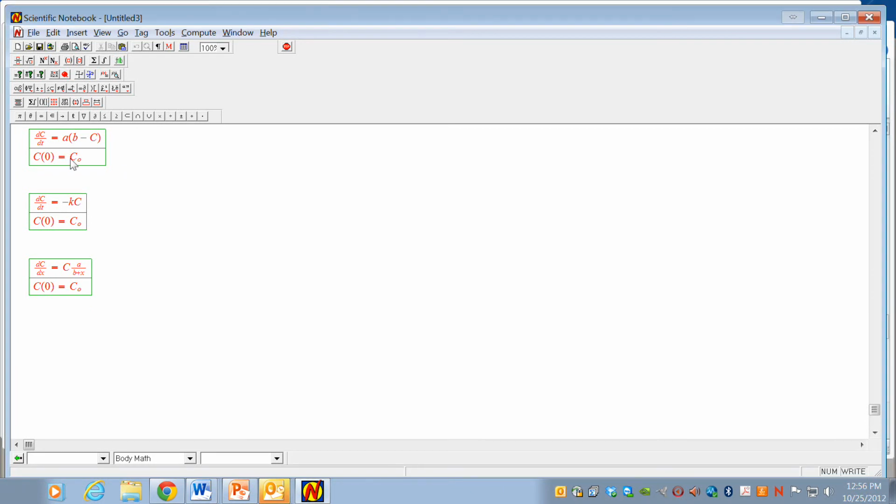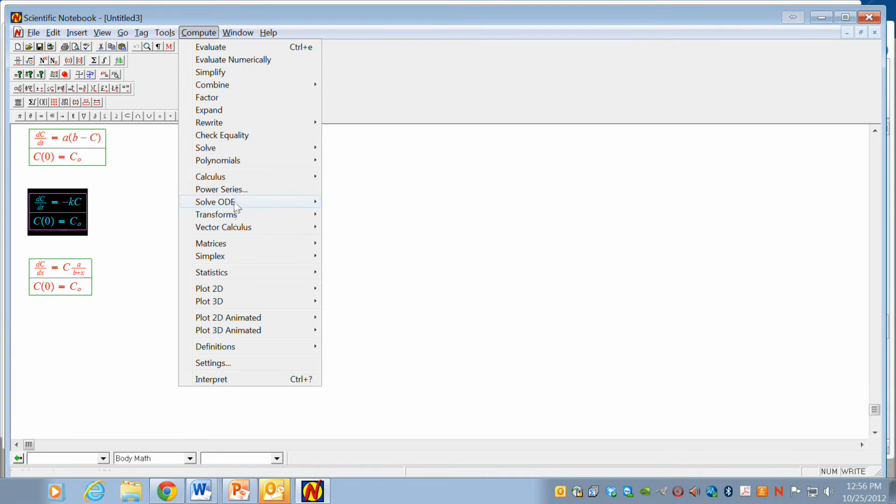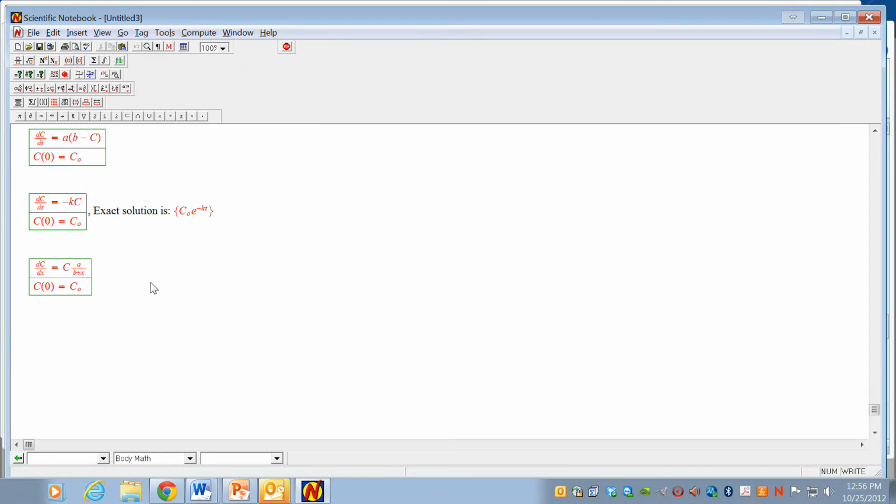So this is problem number 3, and this is explained in the previous video. So you should have this one pretty well under control. This one, we can solve by using Compute, Solve ODE. We can also solve it by separation of variables. In this case, Scientific Notebook correctly gives us this as the result, and so what we can do is write it out like this, and there's the result. The concentration is an exponential function of time.